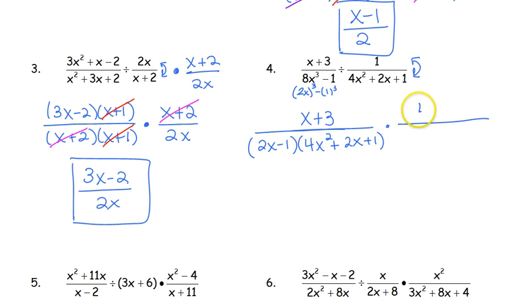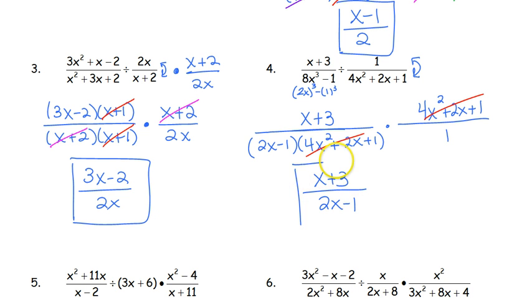We take the reciprocal of the other piece, so that 4x squared's on top, 2x plus 1, and the 1's on the bottom. We could try to factor that, but it does not factor. Good thing that we found that when we did our cubes. Nothing else is factoring here, so we've got x plus 3 all over 2x minus 1.